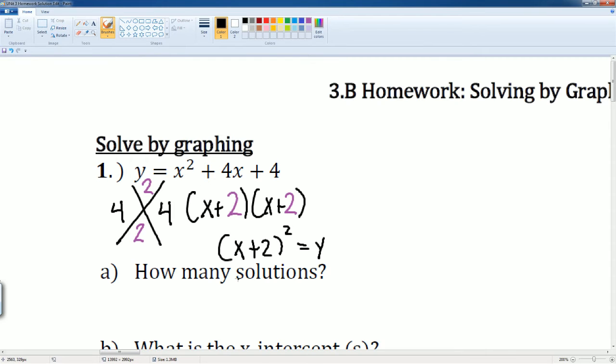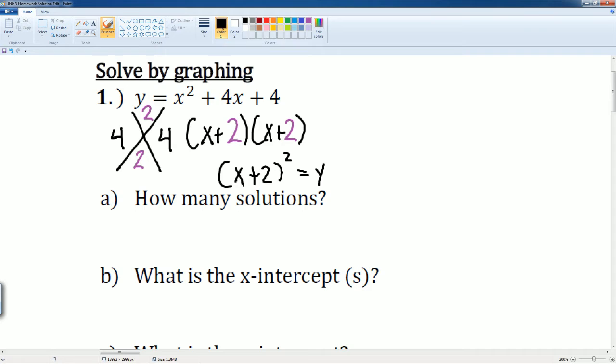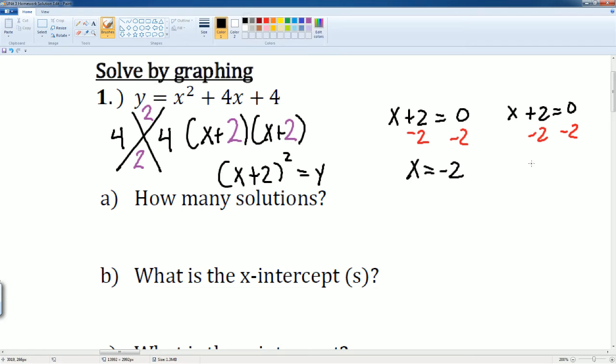So when we ask how many solutions, what we can do is set it equal to 0. The first factor, x plus 2 equals 0, and the second factor, x plus 2 is equal to 0. Subtract 2 from both sides, this gets us x is equal to negative 2. Same thing for the other equation: x is equal to negative 2. So how many solutions are there? There's one unique solution, and it is at x equals negative 2.